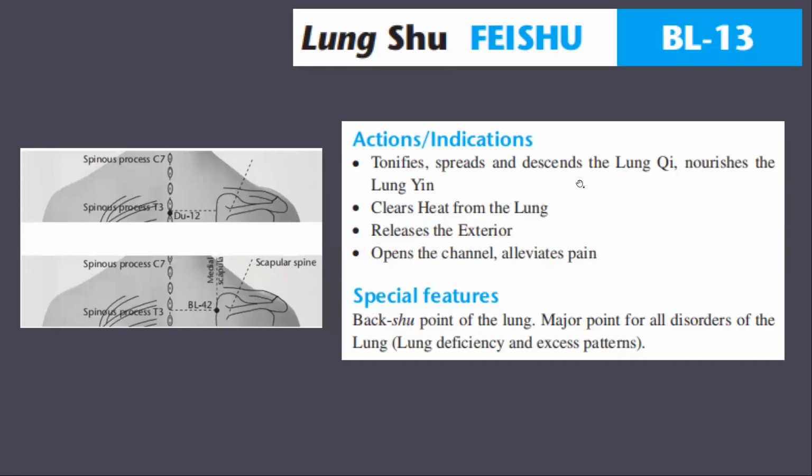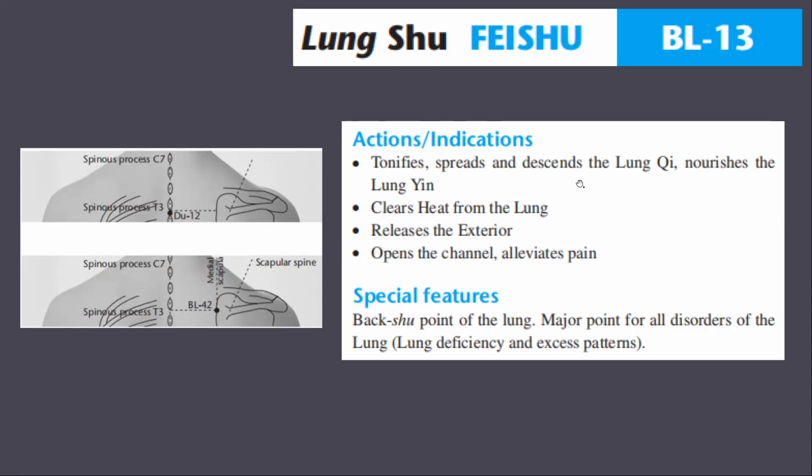For the actions and indications, bladder 13 tonifies, spreads, and descends the lung qi, and nourishes the lung yin. It also clears heat from the lung, releases the exterior, opens the channel, and alleviates pain. For the special features, it is the Back-Shu point of the lung, a major point for all disorders of the lung, lung deficiency, and excess patterns.